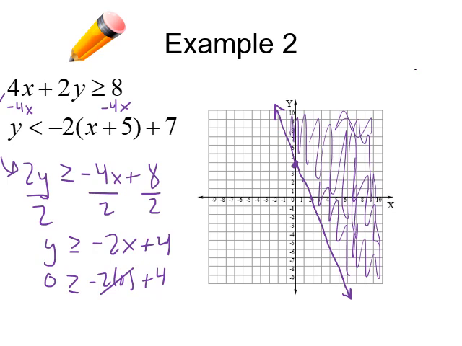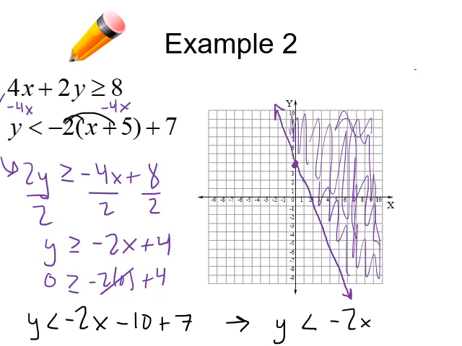Now I'm going to do my other line. If I distribute, I get y is less than negative 2x minus 10 plus 7, or y is less than negative 2x minus 3. Let's graph that. Negative 3 is my y-intercept. I go down 2 over 1 for the slope. And that is a strict inequality, so this needs to be a dotted line.